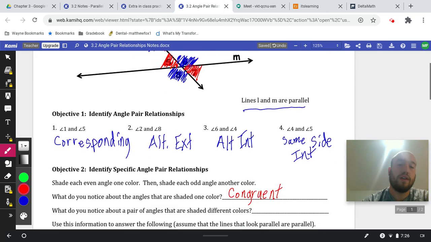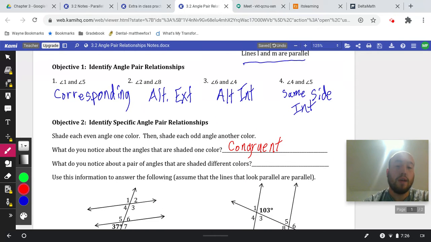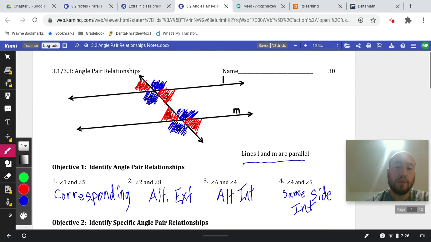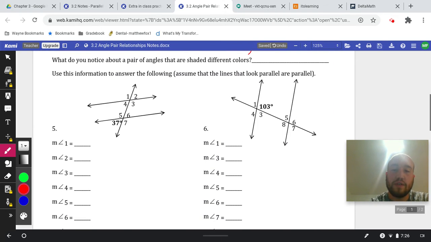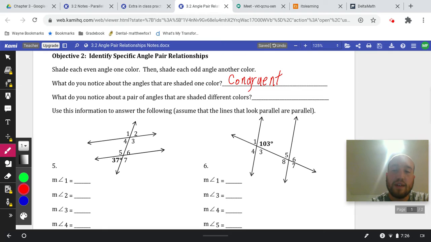Okay, now the next question says, what do you notice about a pair of angles that are shaded different colors? So if we look up here, you can see like these first two, 1 and 2 there, it's a linear pair. They're going to be supplementary. That's going to be the same. Anytime I have one blue and one red angle, they will be supplementary. Okay, which if you forget what supplementary means, that means they add up to equal 180.